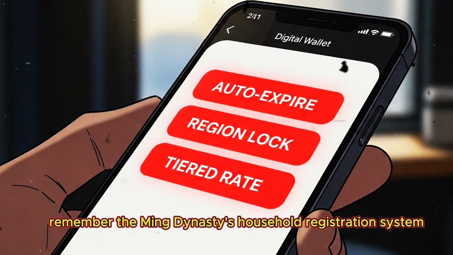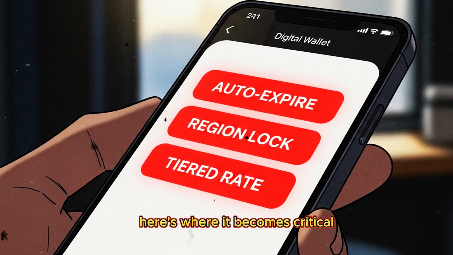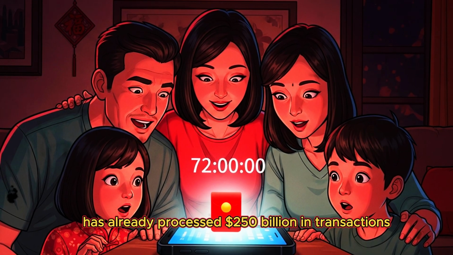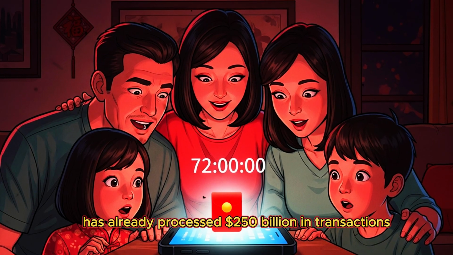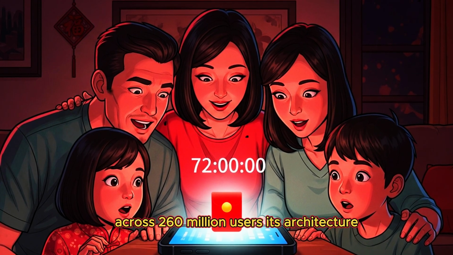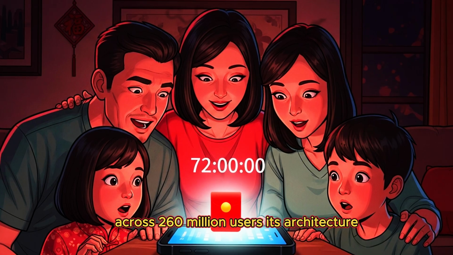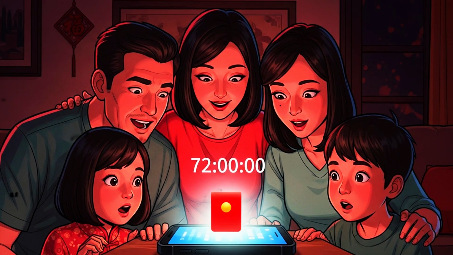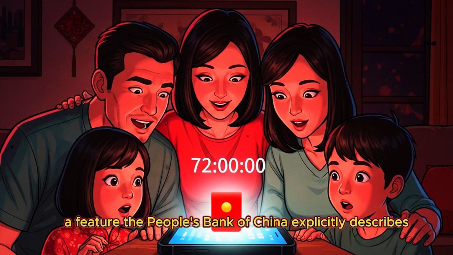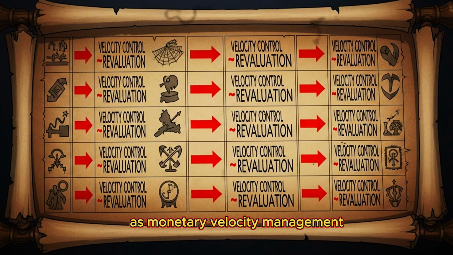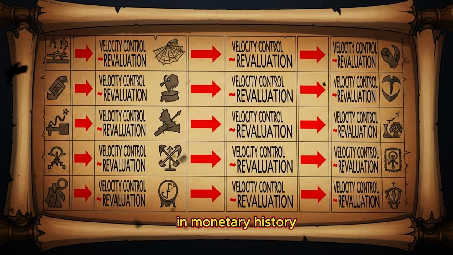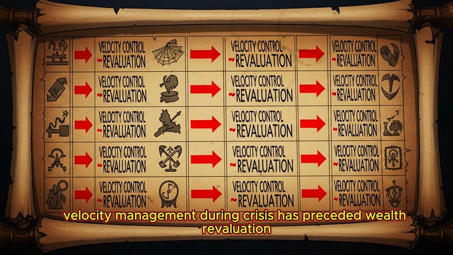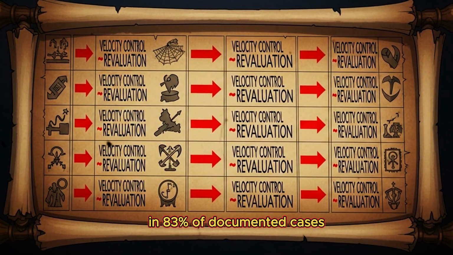Remember the Ming Dynasty's household registration system? Here's where it becomes critical. China's digital yuan has already processed $250 billion in transactions across 260 million users. Its architecture includes programmable red packets that expire after 72 hours, a feature the People's Bank of China explicitly describes as monetary velocity management. In monetary history, velocity management during crisis has preceded wealth revaluation in 83% of documented cases.